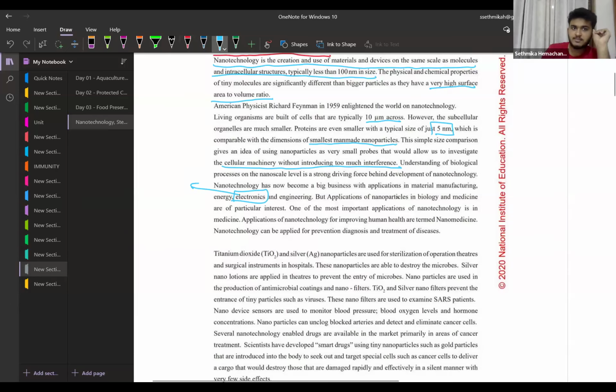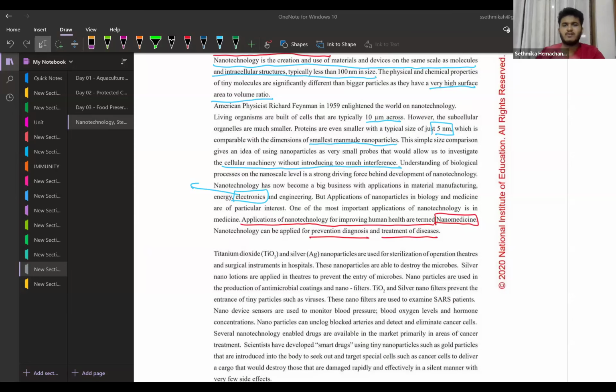So our main topic is basically not nanotechnology, it's nanomedicine. The definition of nanomedicine is this: applications of nanotechnology for improving human health are termed nanomedicine. Nanotechnology can be applied for prevention, diagnosis and treatment of disease. So you can prevent diseases or you can diagnose them, and you can treat diseases, right? So our main topic here is nanomedicine, mainly the applications of nanotechnology in medicine. That's what we learn here, or in biology, right?